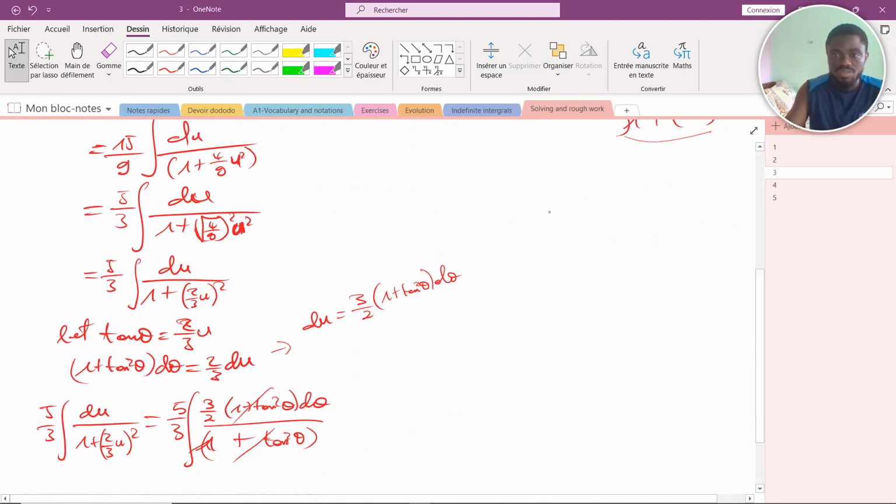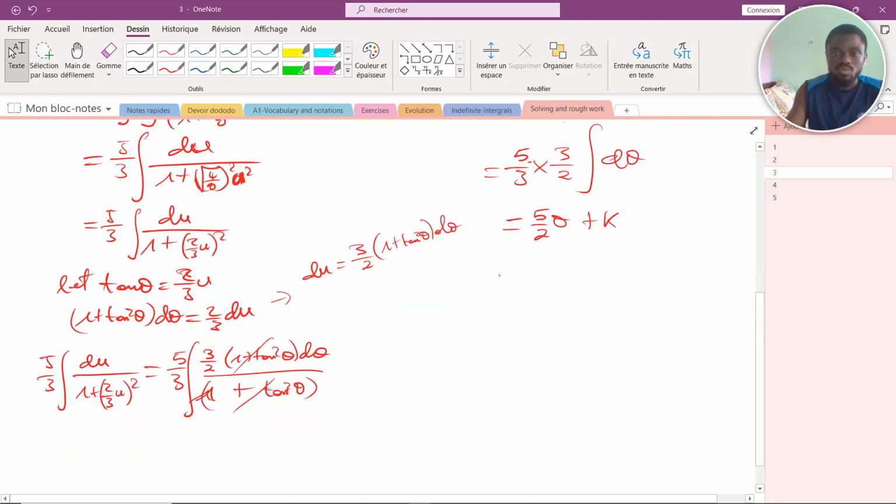We'll be left with 5 on 3 times 3 on 2 integral of what remains, d theta. So this will be equal to 5 on 2 integral of d theta, which is theta, plus our constant of integration.